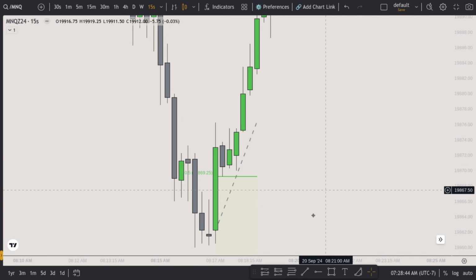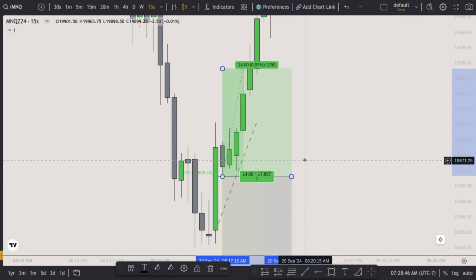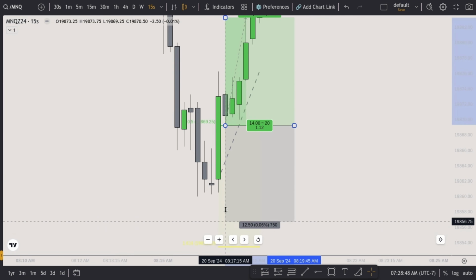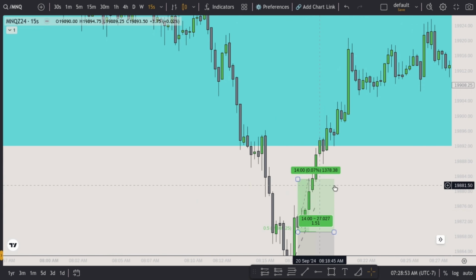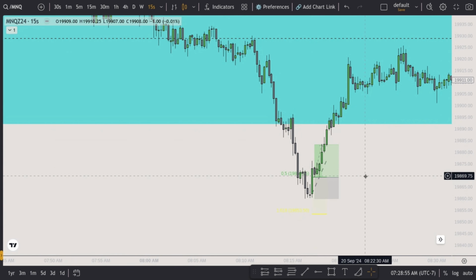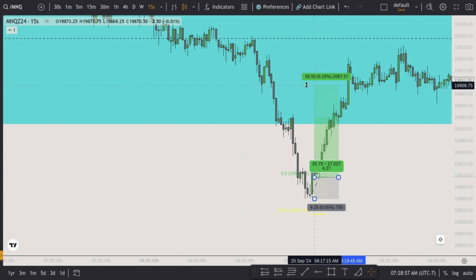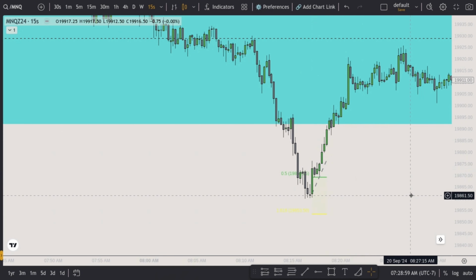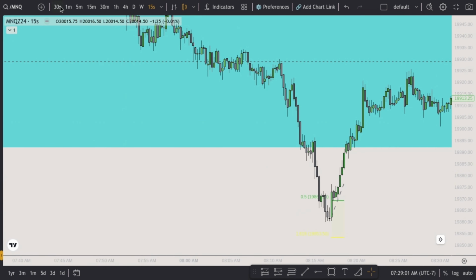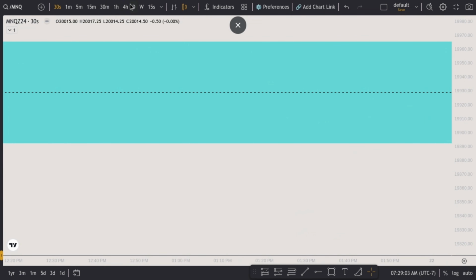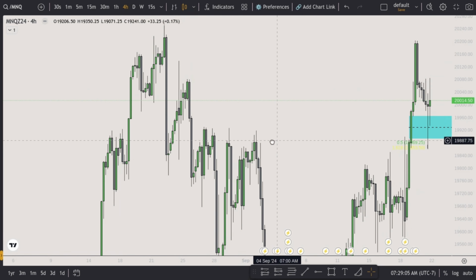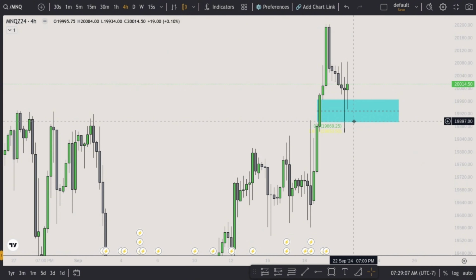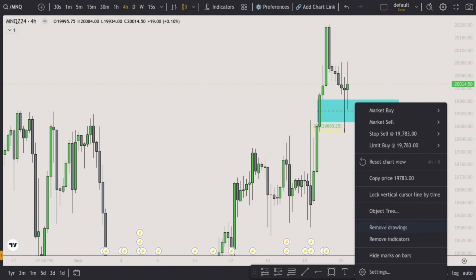Now after this, all you want to do is enter, put your stop loss right here, previous low, and that's how you catch the bottoms and the highs, the tops and bottoms. Now we're gonna go over another example on the 30-second. Let's see if we can find another good example. Just delete all of this, remove drawings.